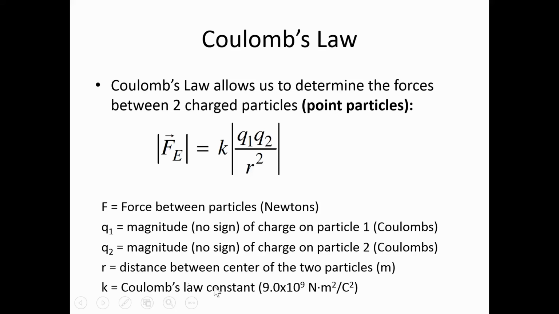k is the Coulomb's law constant. This is on your AP Physics 1 equation sheet. It's 9 times 10 to the 9th newtons times meters squared divided by coulombs squared.